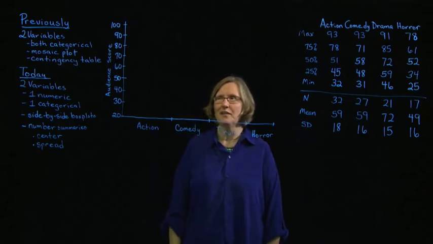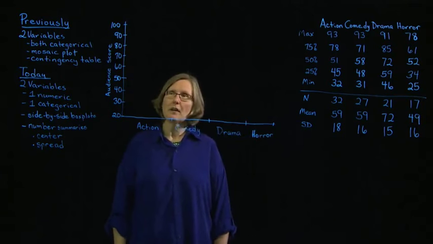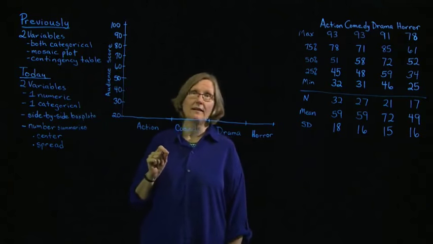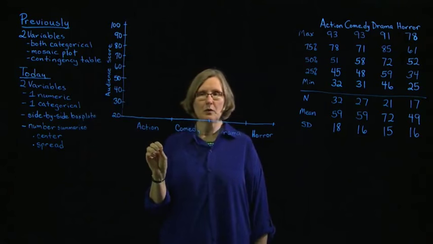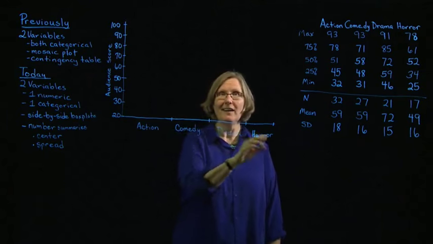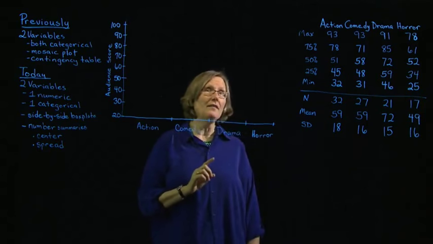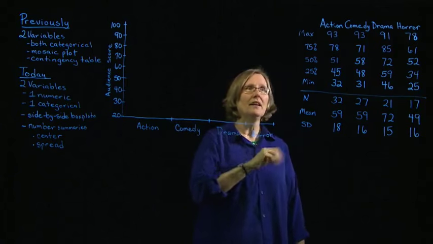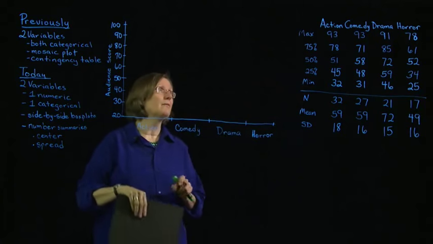So let's get started. The two variables that I've chosen to explore today is the relationship between audience score, how much the audience liked a movie, which is numeric, by the genre of the movie, which we'll be looking at for action, comedy, drama, and horror. Recall the box plots plotted the 5-number summary, the max, the 3 quartiles, and the min. So let's go ahead and plot the box plot for each of our genres.